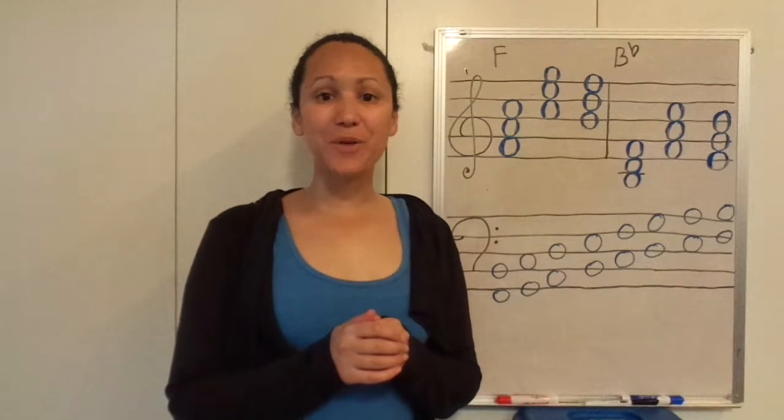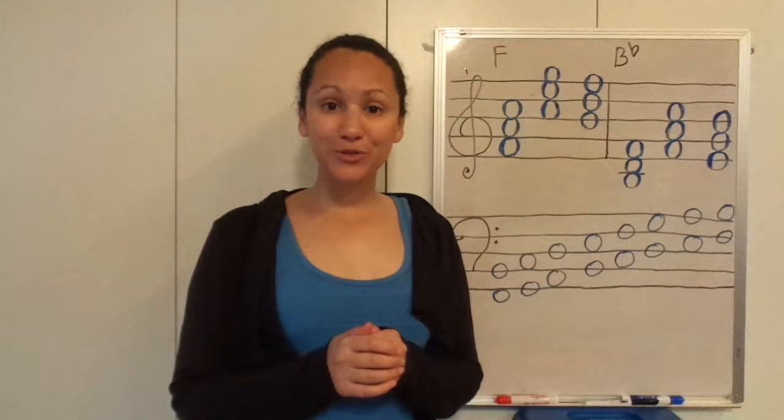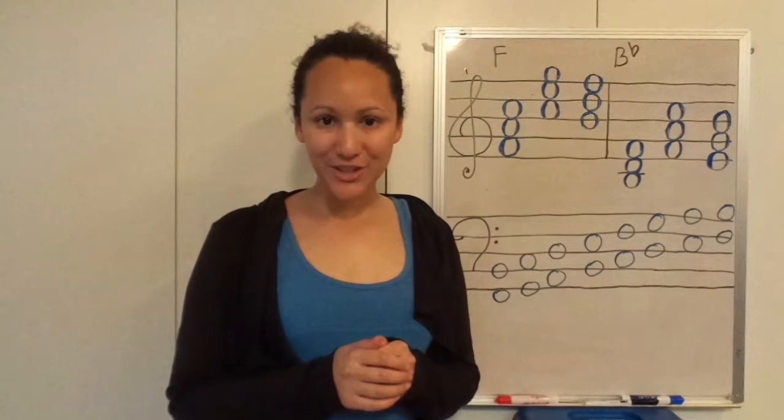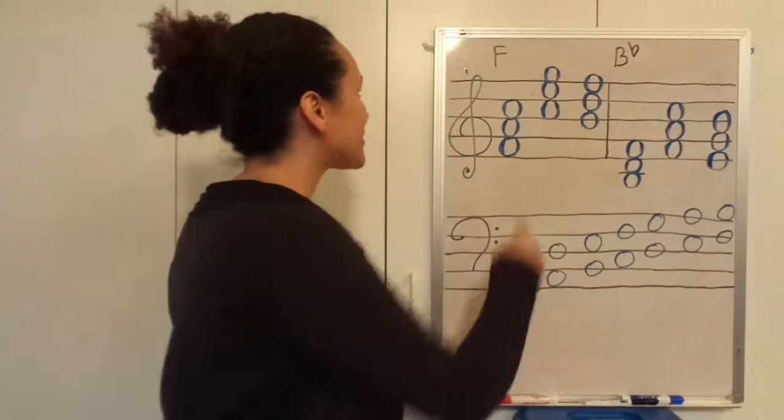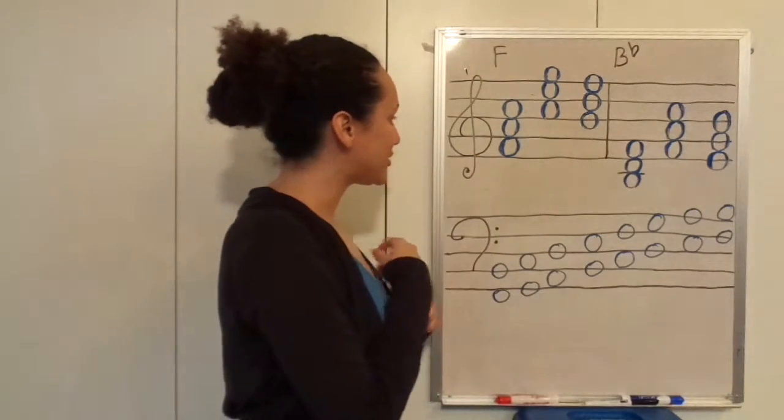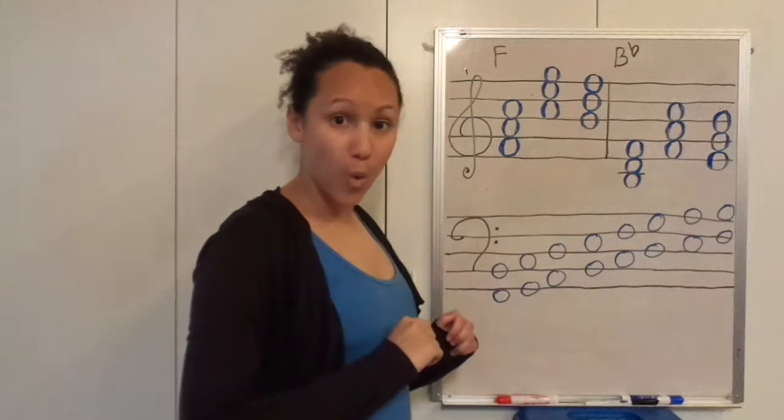Now let's go on to the flat scales. The first flat scale is F major, and the first flat is B flat. So let's start over here. Here's our F major, and there's our F chord.